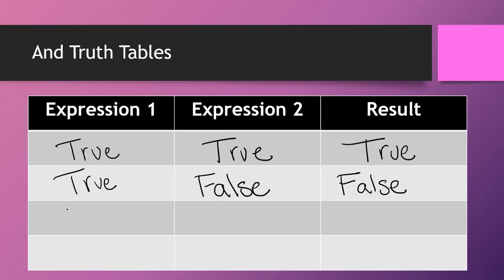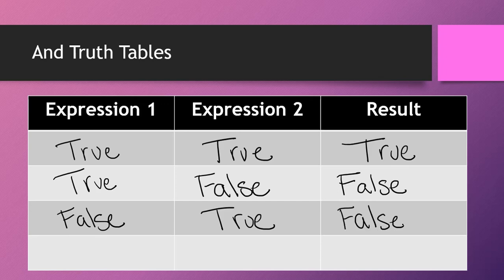So let's try the other one here. Let's say expression 1 is false now, and expression 2 is true. Again, this is still false, because I have to have both true in an and to be true. So if I connect two expressions and one of them is not true, aka false, I immediately determine that the entire statement is false.